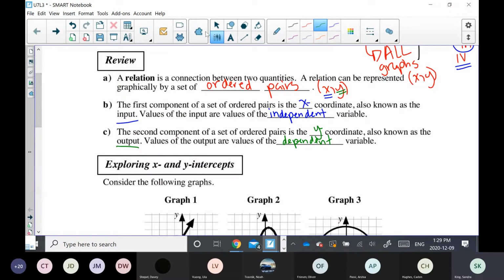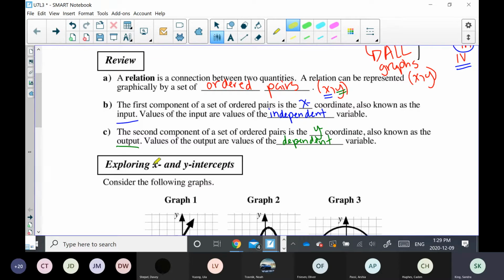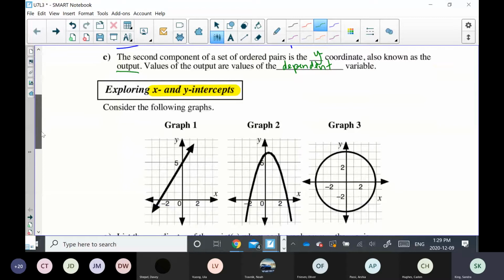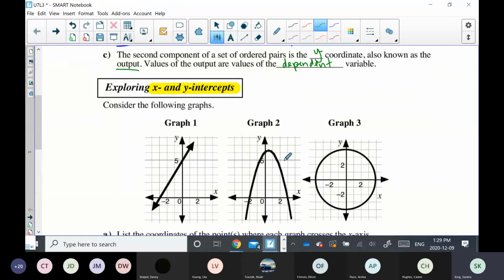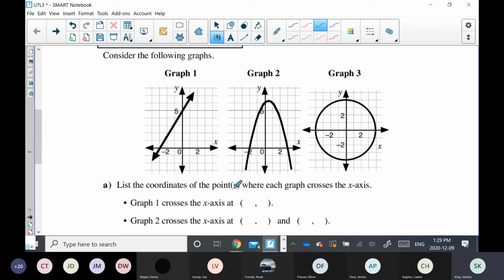What this lesson is on, and like I said, it's not a long lesson, is x and y intercepts of a graph. So finding the x and the y intercepts. Here we're going to find the x and the y intercepts graphically by looking at a set of graphs. And then we're going to do what's more important for this unit, finding them algebraically.